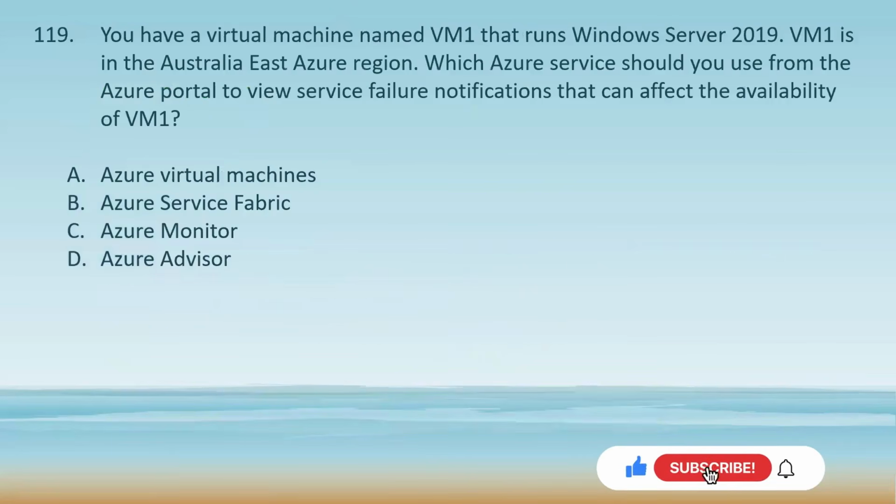Let's look at next question. You have a virtual machine named VM1 that runs Windows Server 2019. VM1 is in Australia East Azure region. Which Azure service should you use from the Azure portal to view service failure notifications that can affect the availability of VM1? Your options are Azure Virtual Machines, Azure Service Fabric, Azure Monitor, Azure Advisor.